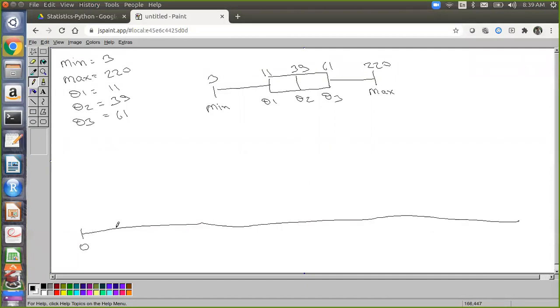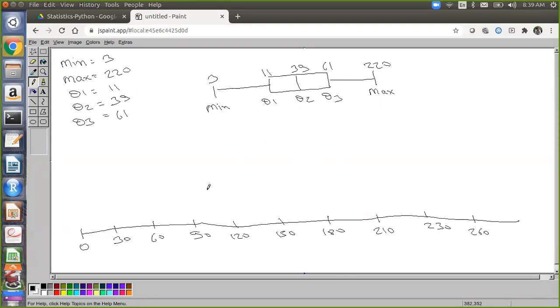I'm taking a scale of 0, 30, 60, 90, 120, 150, 180, 210, 230 and 260. It's up to you. You can take 0 to 10, 10 to 20, 0 to 5, up to you. I am just taking 30, 30. So now I'll draw the same box plot and I'll tell you what the mistake is.